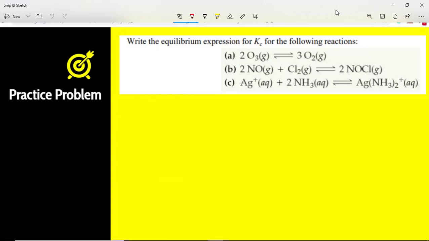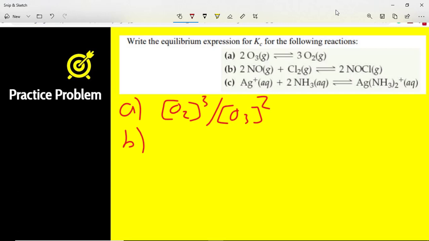So let's take a look at this practice problem here. It says to just simply write the equilibrium expression for Kc for the following reactions. Well, let's start off with A. Remember that our equilibrium expression is products over reactants, and the coefficient becomes an exponent. So for A, we're going to take the concentration of O2, cube it, and divide by the concentration of O3 squared. It's pretty simple to go through and do these. Let's look at the next one.